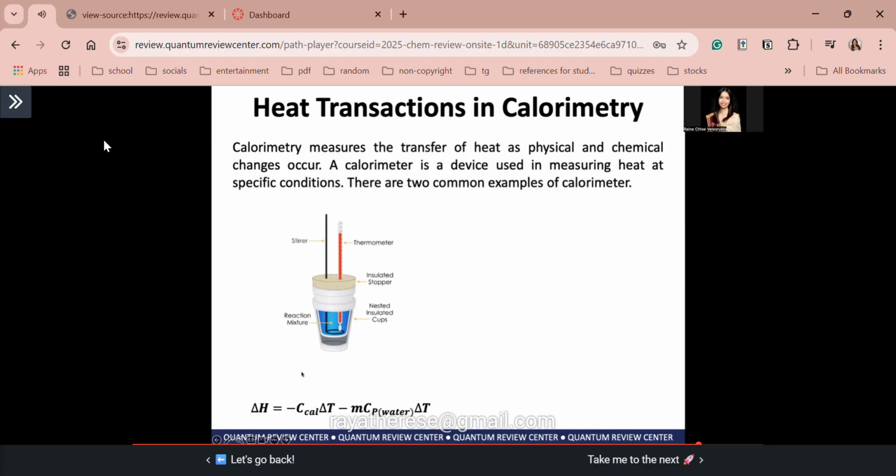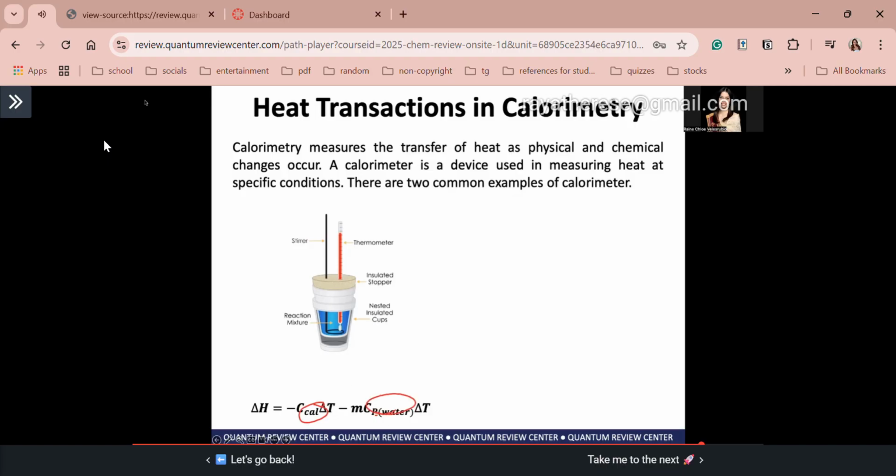Okay, and this is its equation. Delta H, the change in enthalpy, is equal to negative C cal delta T, where C cal is the calorimeter constant, minus m C_P of water delta T. So guys, the C_P here is the heat capacity of water. Basically, take into account only the temperature changes in the calorimeter and in water.